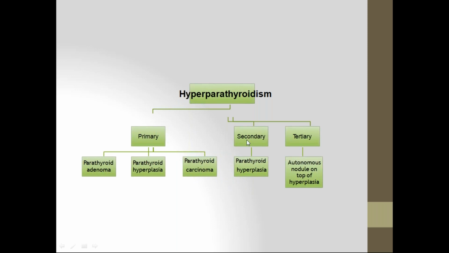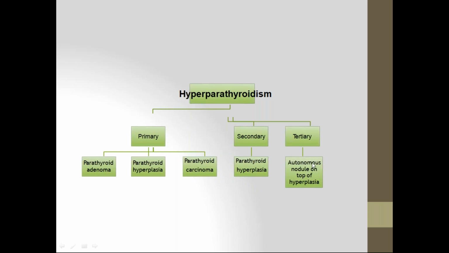Secondary hyperparathyroidism is caused by conditions which stimulate the parathyroid gland and lead to the release of excessive parathyroid hormone. The main pathophysiology is parathyroid hyperplasia due to excessive stimulation of the parathyroid gland. And tertiary is an autonomous nodule on top of hyperplasia.